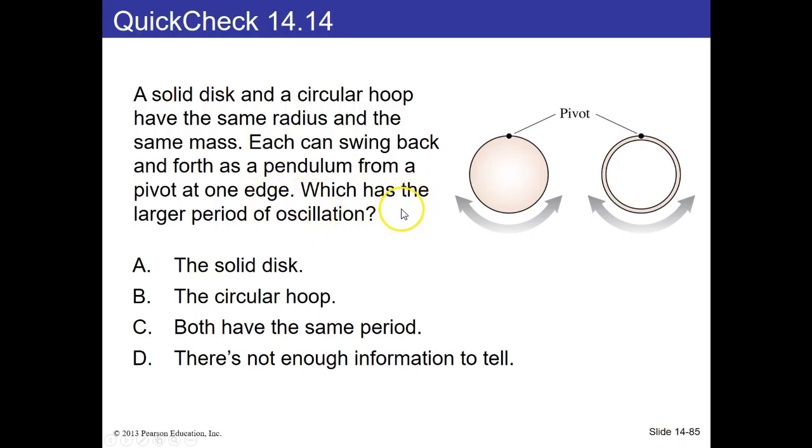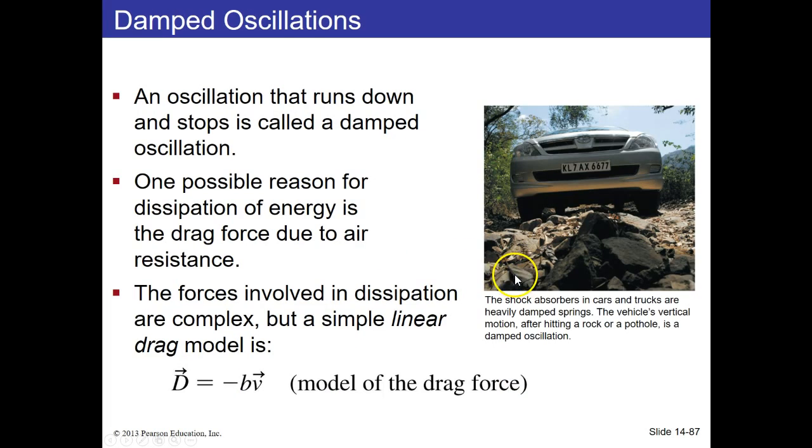They want to know which one has the larger period of oscillation, and it's actually the circular hoop. Even though we don't worry about the mass, because they have the same mass, we do worry about their moment of inertia, and because this one has a larger moment of inertia, then it will also have a larger period of oscillation. The last section here is called damped oscillations.